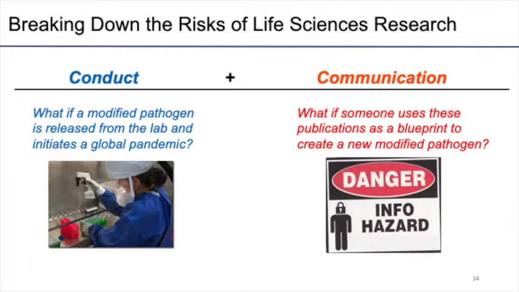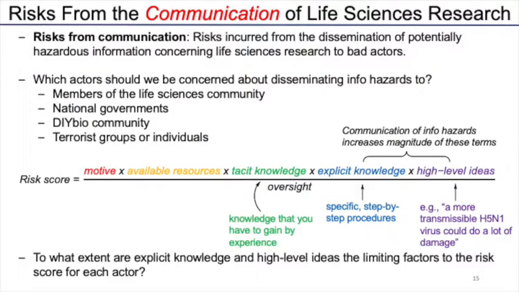So again, we have two different categories of life sciences research, conduct and communication. Now I'm going to start talking about communication. For communication, I define that as risk incurred from the dissemination of info hazards that has to do with life sciences research to potentially bad actors, which of course begs the question, who are bad actors? Who are the actors that we're most concerned about? Here I've written a number of different actors that we could potentially be concerned about when we're thinking about dissemination of info hazards. That involves members of the life sciences community, national governments, the DIY bio community, or terrorist groups or individuals.